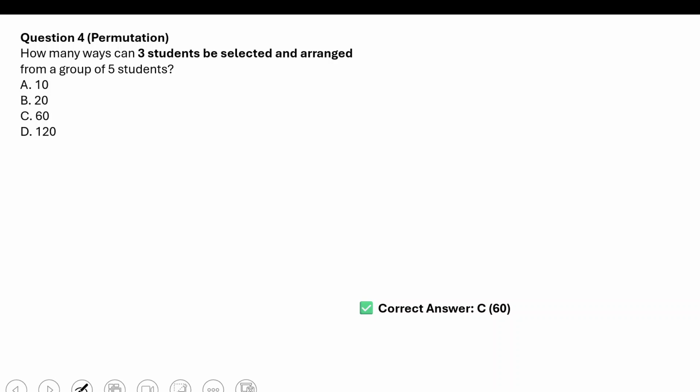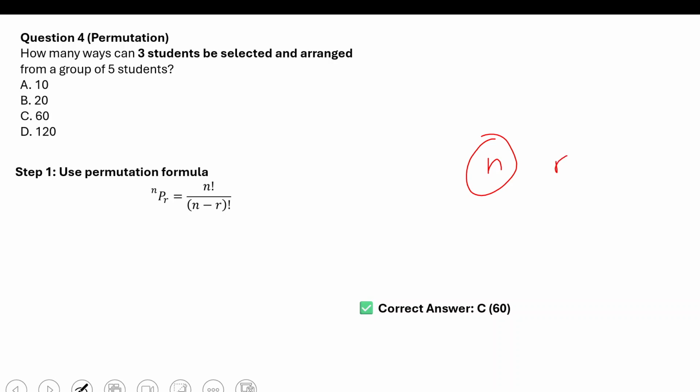Okay. So the next question has to do with permutation. It says, how many ways can 3 students be selected and arranged from a group of 5 students? Permutation. So for permutation, there's a parameter n, and that n is the possible numbers that it can be arranged from, and r is the numbers that we want to arrange. So most of the time, this n is greater than r, right?